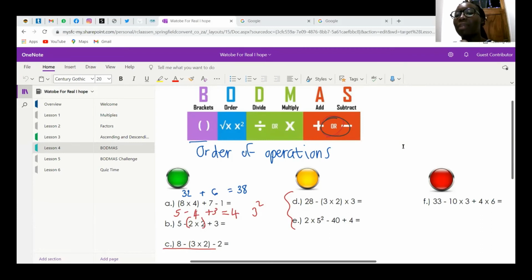Okay, plus and minus aren't exactly equal. They do different things, but in this case, we're just going to read it from left to right. Maralise, would you like to step in here for me? Yes. I agree with what you're saying. Yes, you do the multiplication part first, the 2 times 2, and then work from left to right.